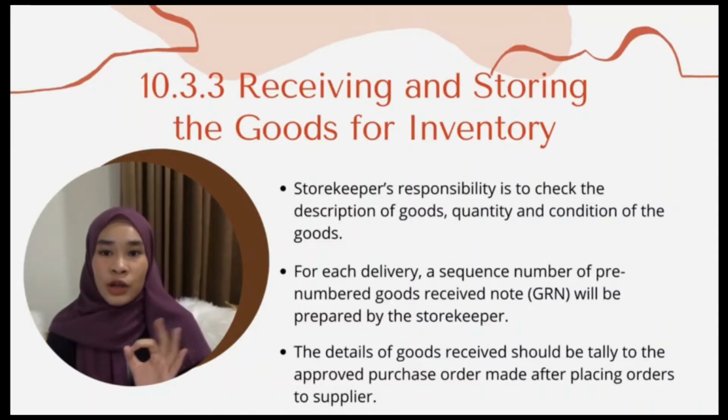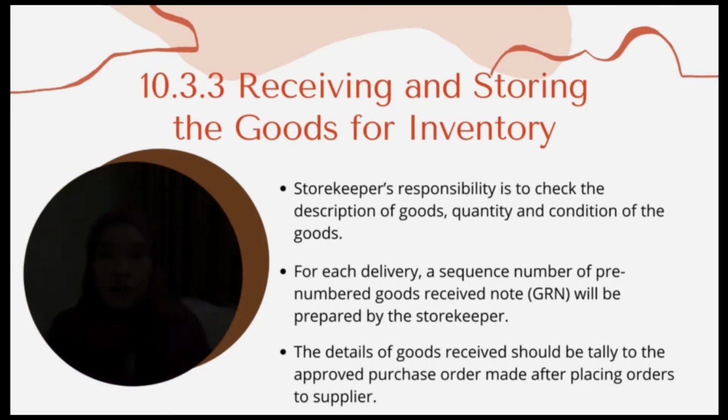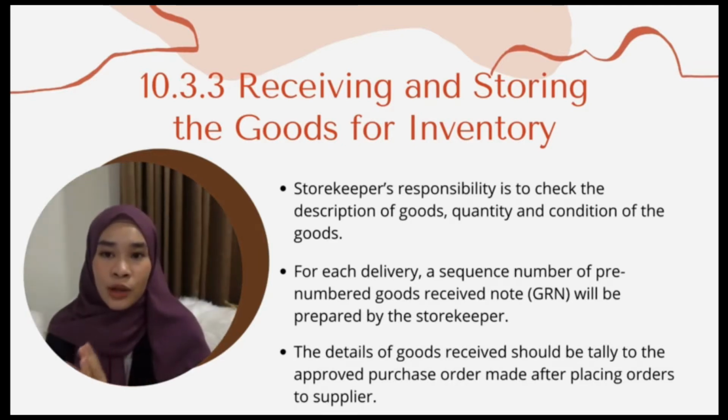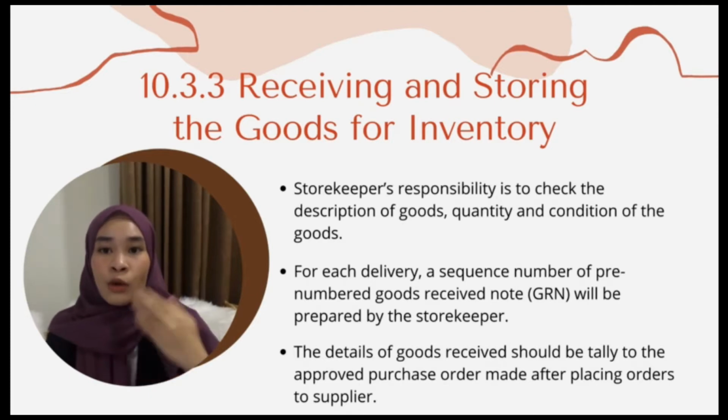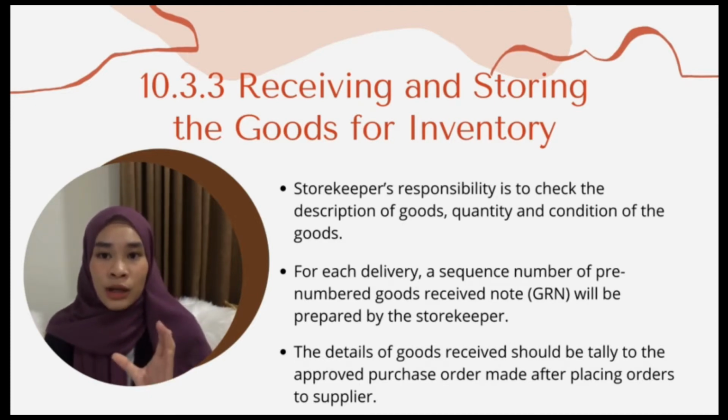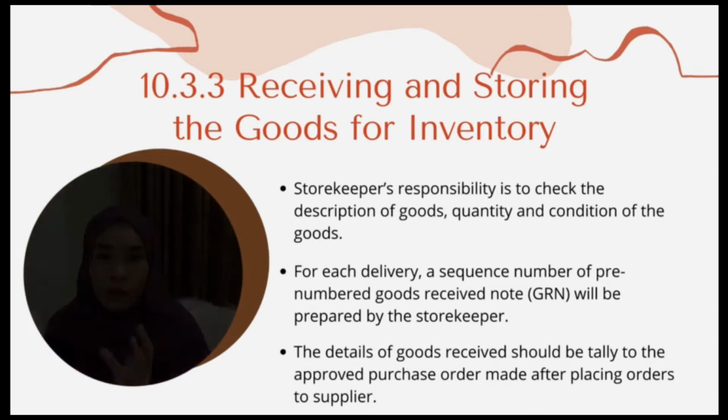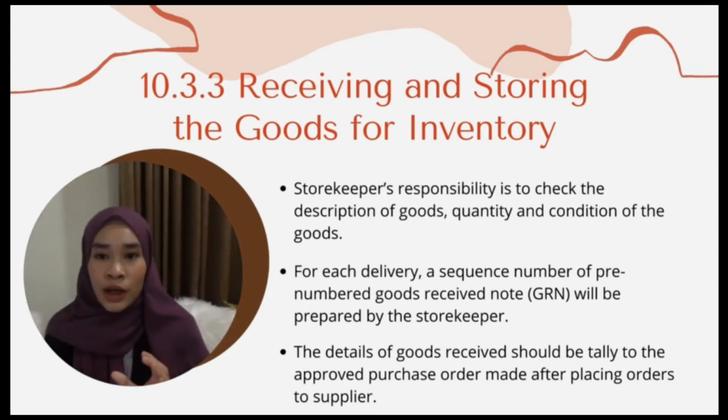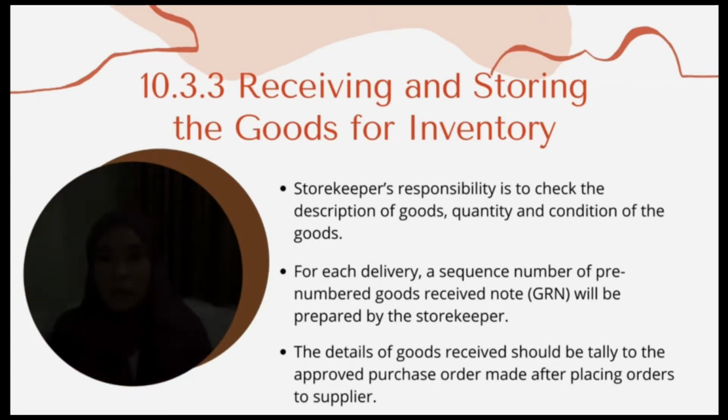The third function would be receiving and storing goods for inventory. After purchase orders have been approved between the suppliers and the purchasing department, they will be sent to the storekeeper for them to check the validity of the goods received. The storekeeper may check on the description of the goods, the conditions of the goods, and also the quantity that they have ordered using the approved purchase order.